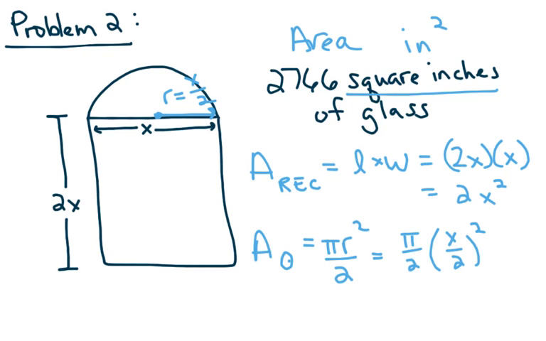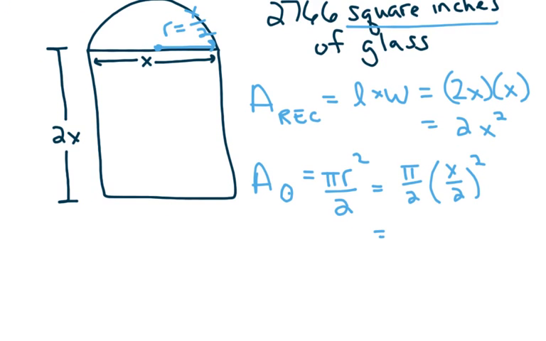It just makes it a little bit easier for simplifying. So x over 2, when you square it, is going to be x squared over 4, because you square the top and you square the bottom. That's the easiest way to square a fraction. Now I'm going to multiply pi over 2 times x squared over 4, and I'm going to get pi times x squared over 8.